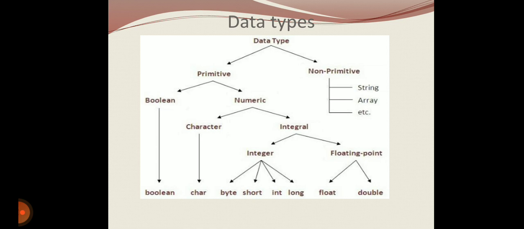Okay, in the case of primitive we have numeric and boolean. Numeric is divided into character and integral, and integral is divided into integer types, that is byte, short, int, long, and the floating point. Non-primitive deals with the string as well as array. Okay, so that is the flow chart of data types.